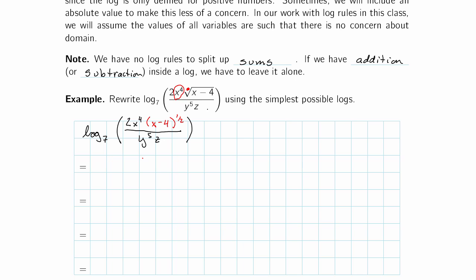Order of operations, that fraction bar acts as a grouping symbol, so the last thing we would do in evaluating that would be to do the division. The first thing we're going to do is split up that quotient. So we've got our numerator here. We'll have the log base 7 of our numerator. And then this is a quotient, so we'll subtract. And then we have our denominator, so log base 7 of our denominator.